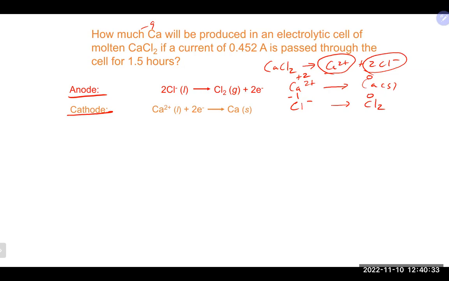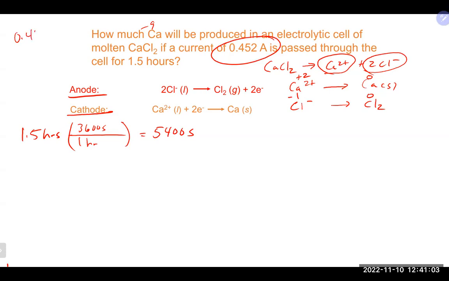So to start this, we're really just going to start it like normal. We're going to take our 1.5 hours and convert it into seconds. In 1 hour, there's like 3,600 seconds, give or take a second or two. That gives us 5,400 seconds. The reason I did that is my amperage is 0.452 amps, which is 0.452 coulombs per second. So using that as my next conversion, 0.452 coulombs per second.